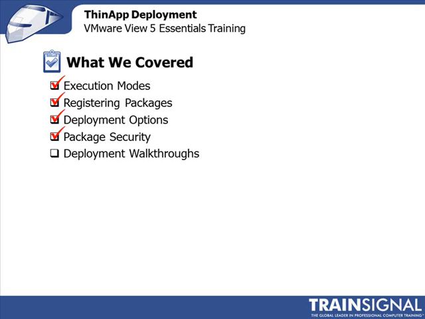Then we talked about package security and how you can ensure that only the proper users have access to these ThinApp packages. The different options we talked about, including using a permitted groups list within the package itself, using directory permissions out on the network share, using a custom scripting option within the ThinApp package itself, and also using third-party applications that we mentioned within the deployment options. It also provides security on who gets what applications.